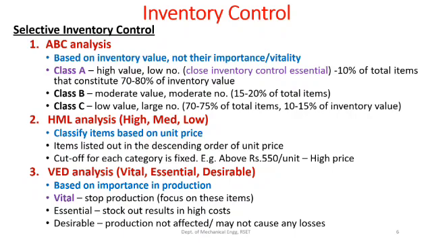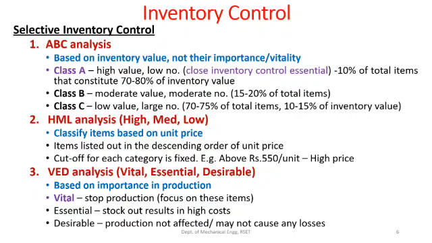Now, based upon the criteria used for classification, we have 6 different selective inventory control techniques, based upon the criteria used for classifying items that are stocked. They are the ABC analysis, the HML analysis, VED analysis, SDE analysis, FSN analysis, and SOS analysis. Now in this slide, we'll see the very first one, called ABC analysis.